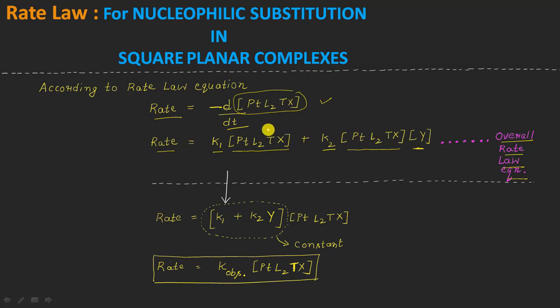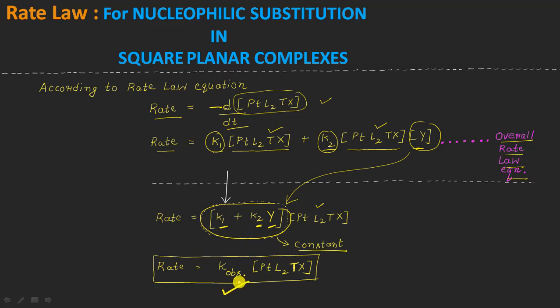So we can take the common term out, and what will come in the bracket here is K1 plus K2 multiplied by Y, right? And we know that K1 is a rate constant and K2 is also a rate constant. Moreover, the Y, which is present in large excess, has its concentration taken to be constant here. So this whole value is actually a constant.